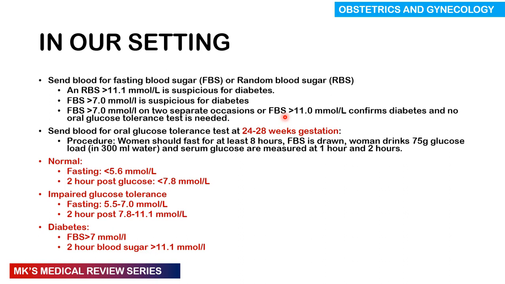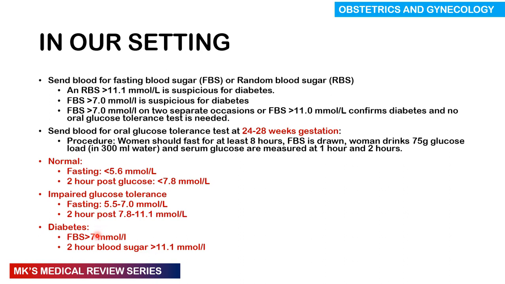So we often send blood for glucose tolerance testing at 24 to 28 weeks. Like I said, we tell the woman to fast at least 8 hours before. We draw the blood to check the fasting blood glucose. Then the woman drinks about 75 grams of glucose in about 300 mils of water. Then the serum glucose is measured at 1 hour, then 2 hours. Normally, the fasting blood glucose should be less than 5.6. The 2-hour post glucose should be less than 7.8. Then if it's impaired, the fasting blood glucose is between 5.5 to 7, and the 2-hour post glucose tolerance test should be 7.8 to 11.1.